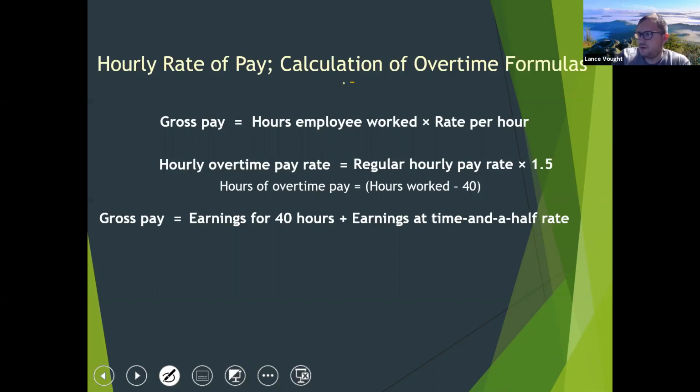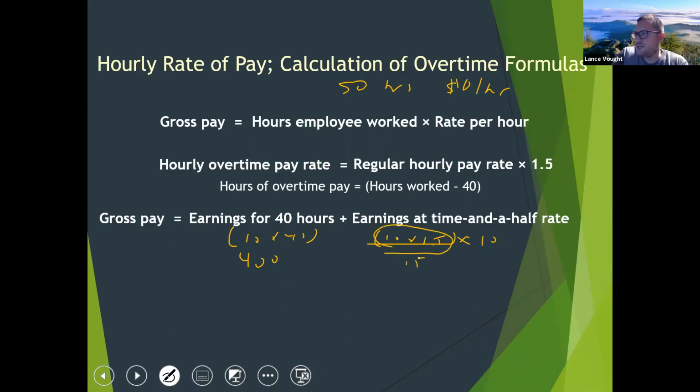So again, 50 hours, $10 an hour. This would be 400 because it's 10 times 40. And then this would be 10 times 1.5 times 10, because this is your wage rate, which would be 15 times 10, which is 150. So your gross pay is $550 for that week.